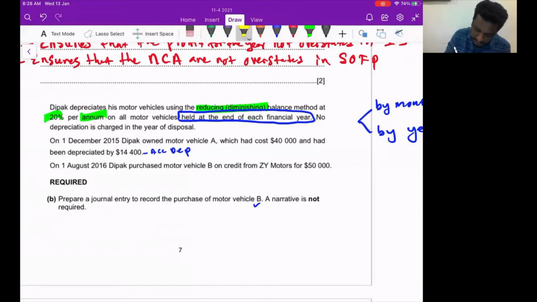So I buy the motor vehicle B. Did I pay? No, I didn't pay. They say on credit. If it is on credit, I owe these people. So motor vehicle B will be my asset. Whenever my asset increases, it will be on the debit side. And ZY Motors is my liability. Because I buy, I didn't pay, my liability increases. When my liability increases, it will be on the credit side.